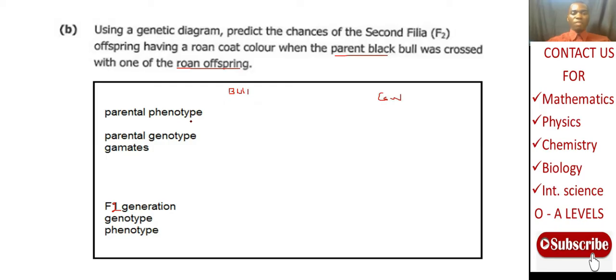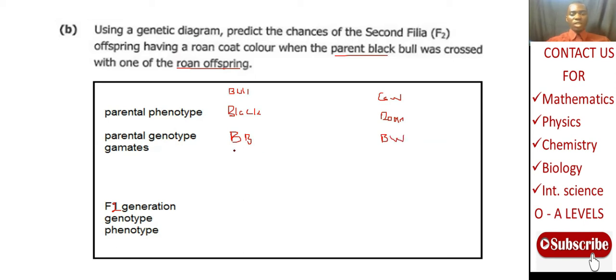Then on parental phenotype, phenotype is what we can see, the observable features of an organism, like color in this case. So here, what we are expected to write is black, okay? Then on the cow here, we are expected to write roan, because all the offspring that were produced at that time were roan, okay? So now this time, we go to parent genotype. We know that the bull was B, B, okay? It was pure breeding. Then the roan one here, we know that it's BW, so that is the genotype.